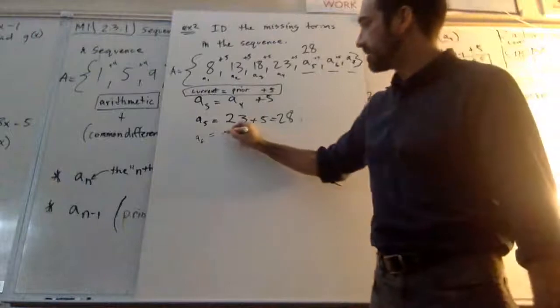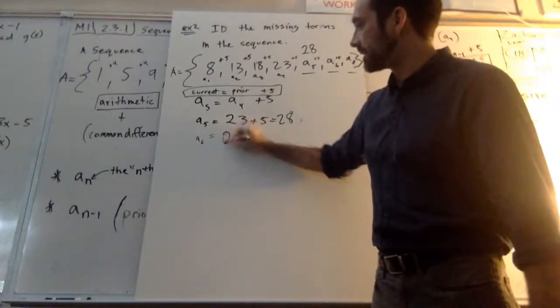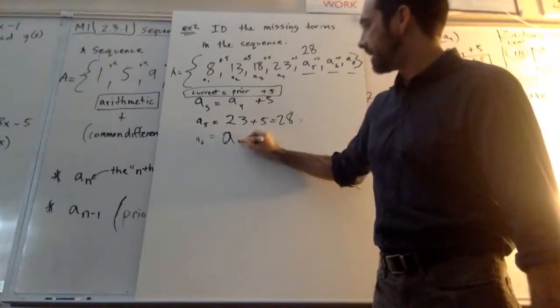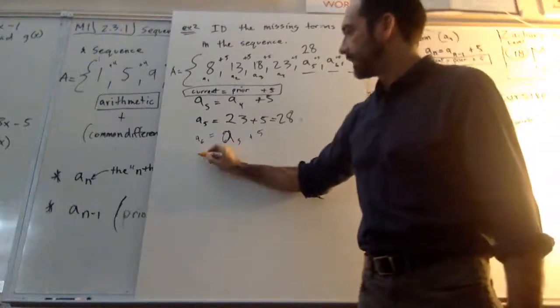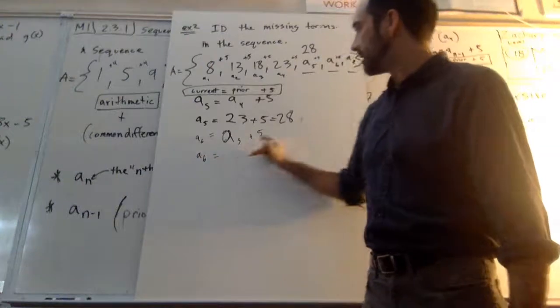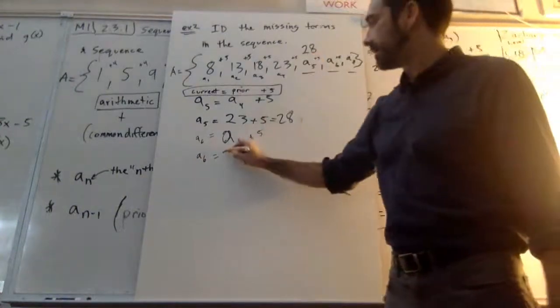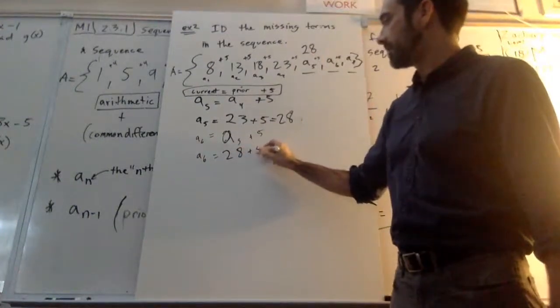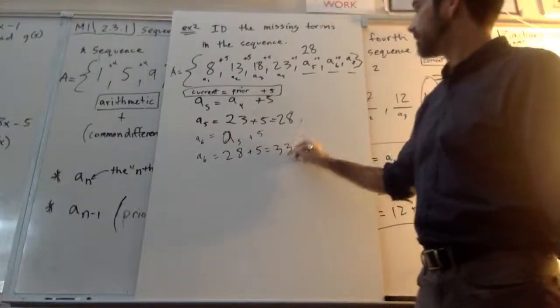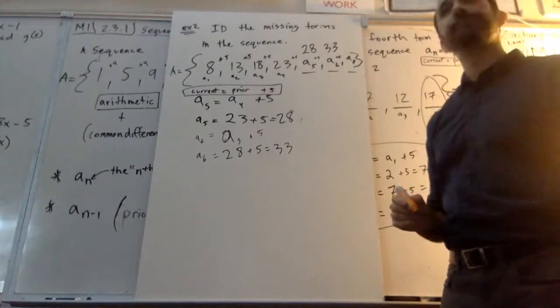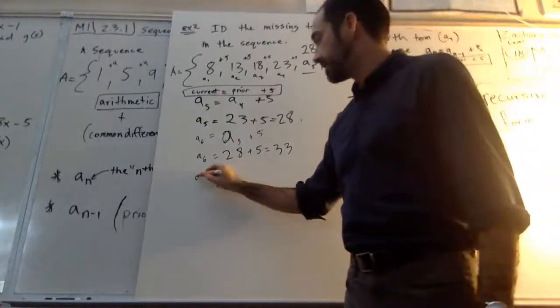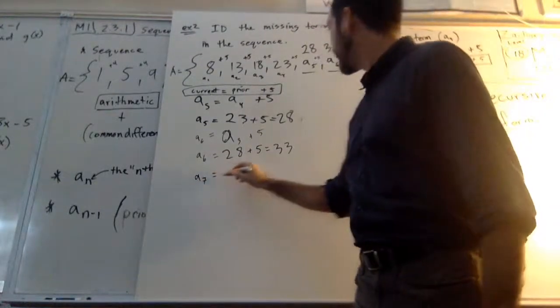A sub 6 is going to be, all right, let's write it out like that. A sub 6 is A sub 5 plus 5. What's that equal? 33. Right? Okay, A sub 6, or sorry, 7, we already know 6.